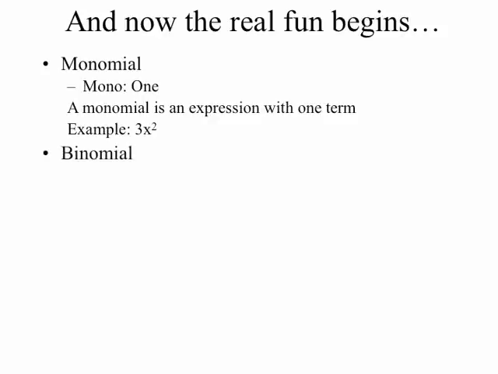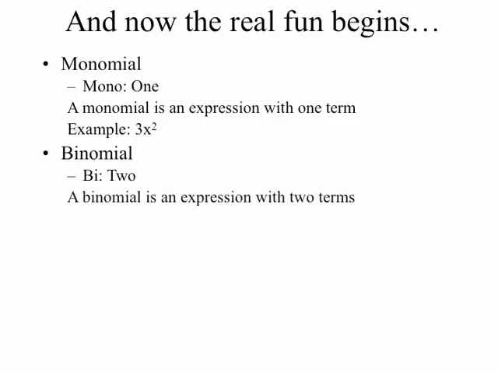A binomial, bi means two. A binomial is an expression with two terms. An example of a binomial is 3x squared plus 2x. There are two terms in this. The first is 3x squared, and the second is 2x.